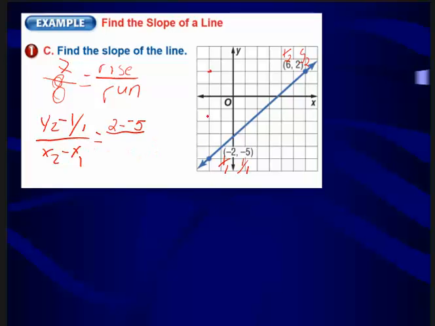Now we subtract our x's. Again, we have to go back to our second point. So x2 is 6, and we're going to subtract from that our x1 value, which is -2. So once again, we should have 2 negative signs here. What happens when you have 2 negatives? They make a positive. Both cases become positive. So what is 2 plus 5? And what is 6 plus 2? Either way, we get 7/8 as our slope for this line.